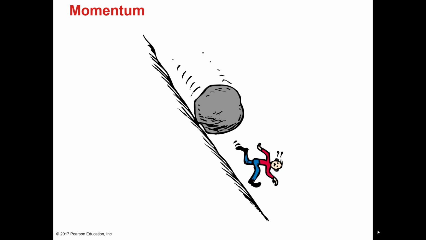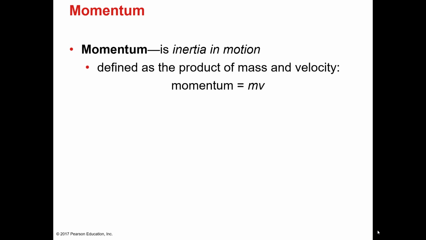Momentum depends on how big the object is, how massive the object is. It also depends on how fast the object is moving. So momentum is the product of mass times velocity, because momentum depends on mass and velocity. So it's the product of mass and velocity.